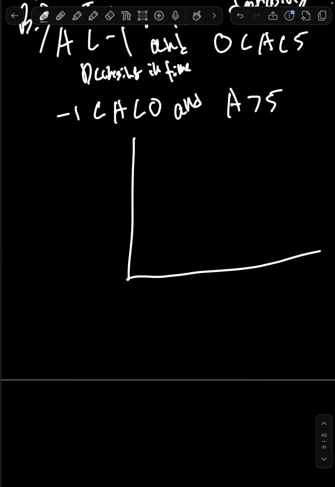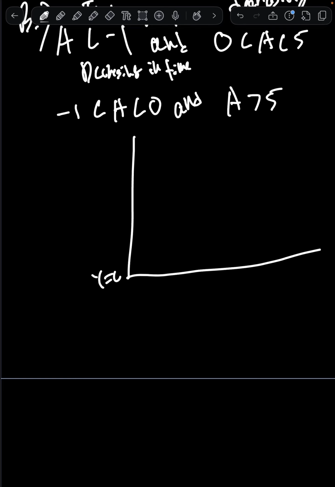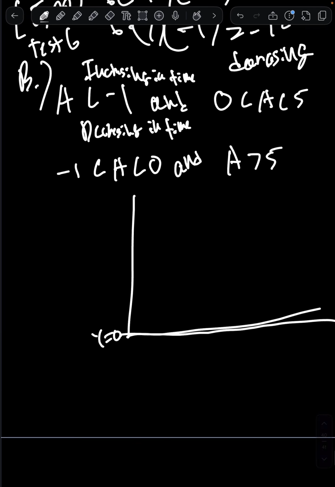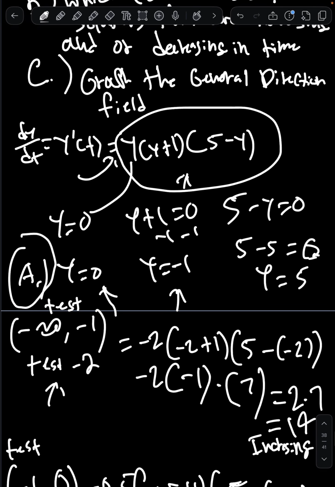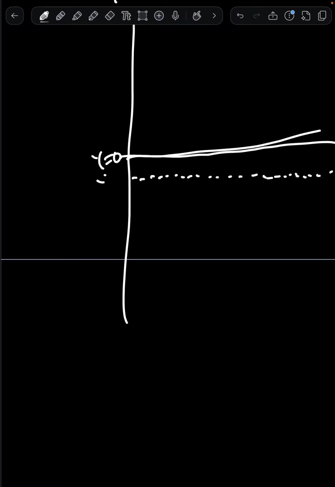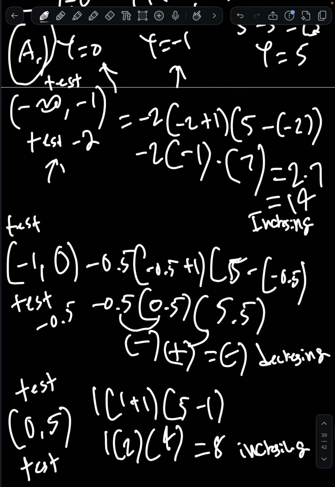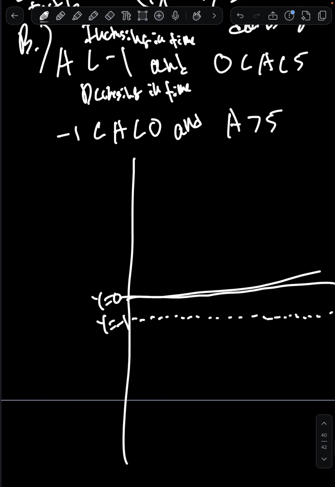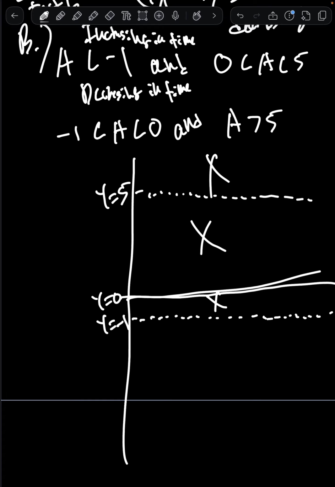So y equals 0 is just this straight line that goes across. And then we had y equals negative 1 and y equals 5, where the slope is 0. So let's say this is y equals negative 1. And then what was it, y equals 5? Yep. So let's say this is y equals 5. So we have this interval, this, and this.